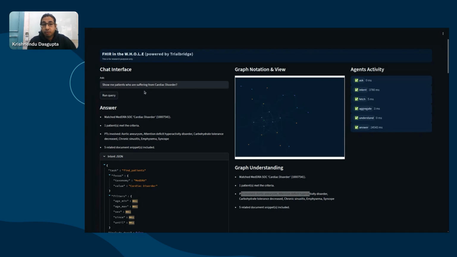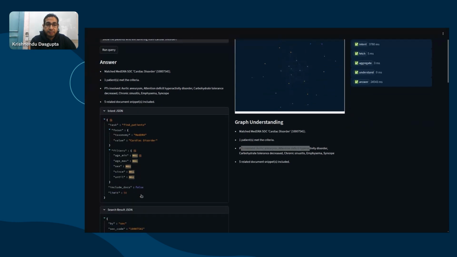So even though I am sending a simple chat, it was able to go through all the agents. It was able to run these agents independently, the graph agents separately, understand the intent, process it, throw it to Neo4j, and then generate a proper graph. And I have the proof that yes, this person actually has a cardiac disorder. And this is what I actually showed you right now. So a very quick thing.